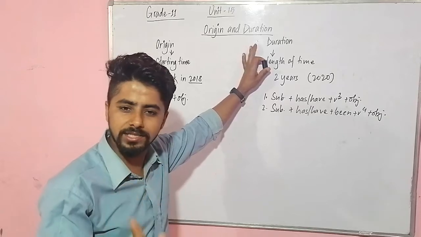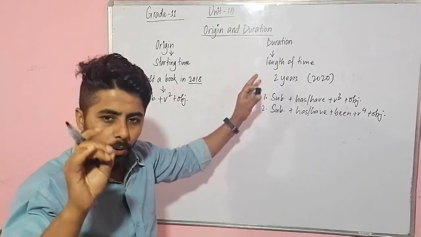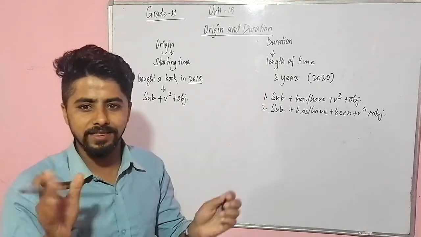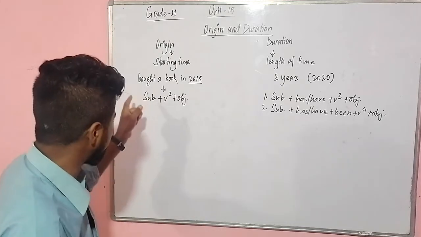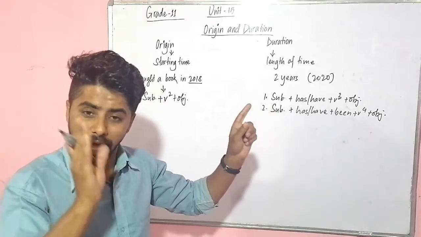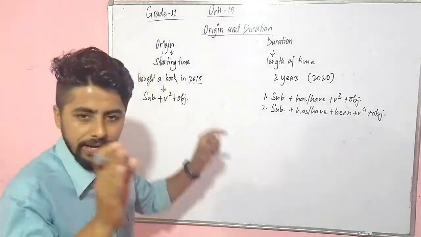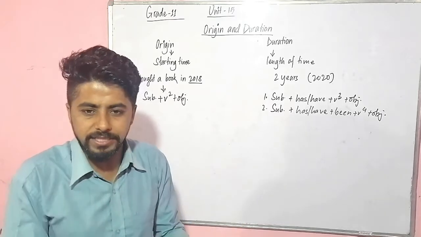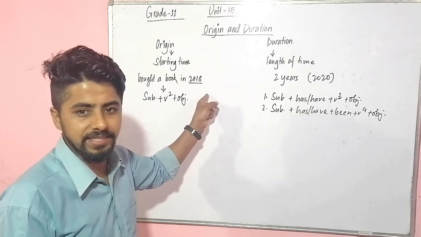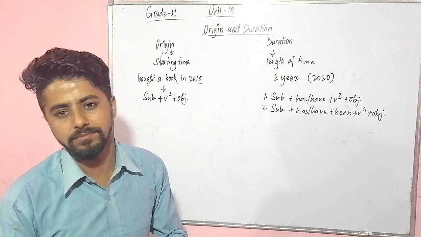The two things I told you just now, keep them in your mind because they are the concept of origin and duration. Origin is the starting time, whereas duration is length of time. I bought a pen in 2018. I bought a book in 2018. So 2018 is the starting time, which is normally known as origin. Whereas right now it is 2020 and it has become 2 years from that date. So these 2 years are the length of time and it is known as duration.